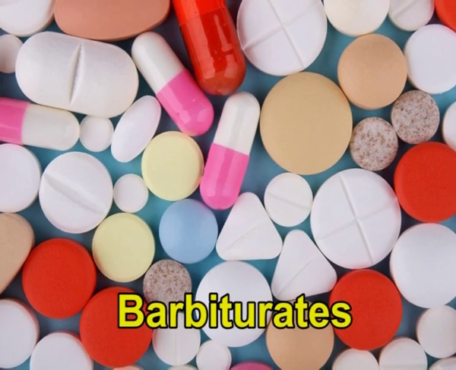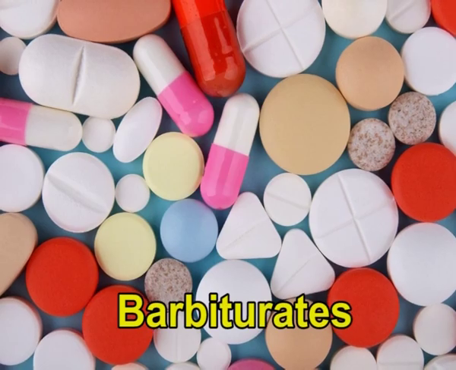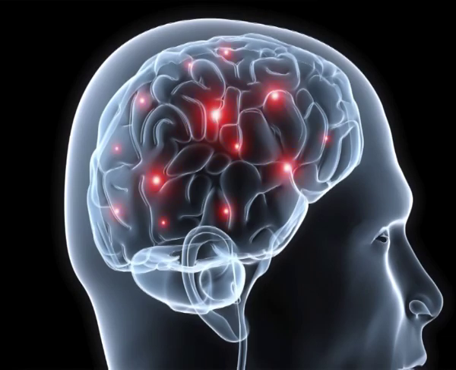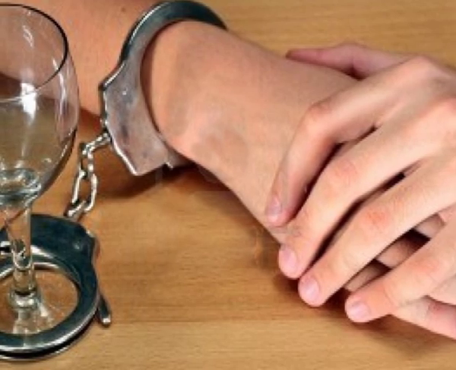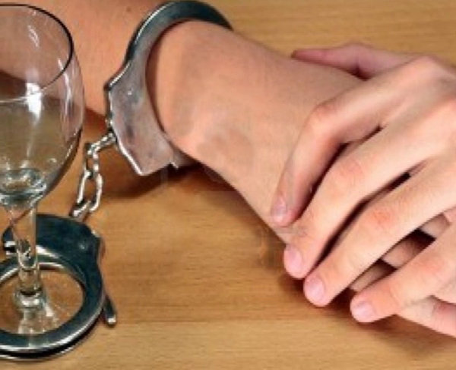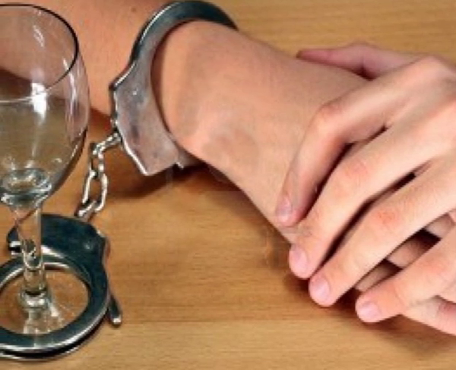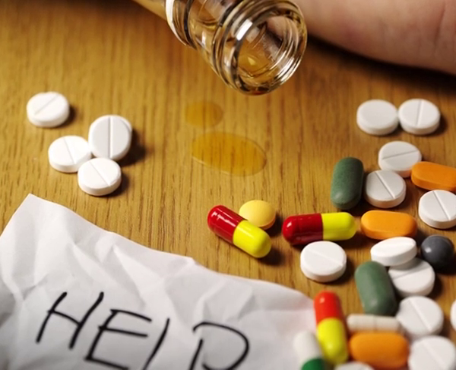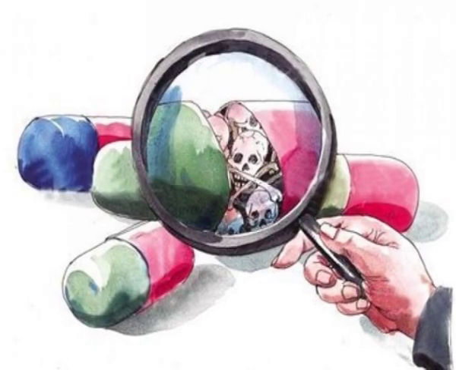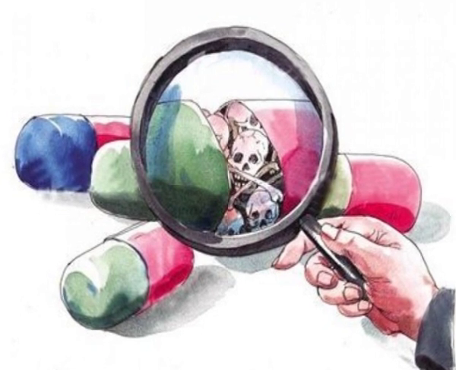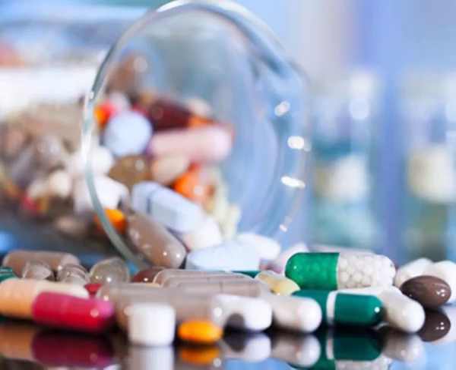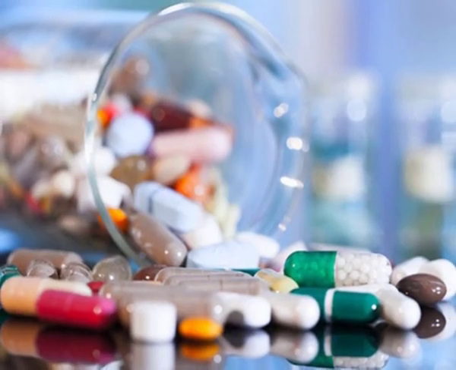Unlike such drugs as barbiturates and amphetamines, which depress or speed up the central nervous system respectively, hallucinogens are not physically addictive. Habit forming, people can become psychologically dependent upon them. However, the real danger of hallucinogens is not their toxicity or their poison level, but their unpredictability.